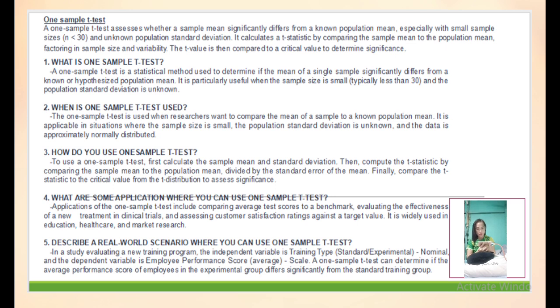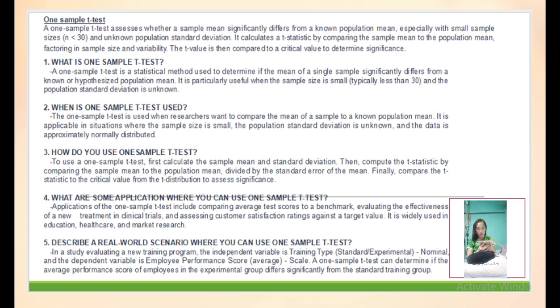Number 3. How do you use one sample t-test? To use a one sample t-test, first calculate the sample mean and the standard deviation, then compute the t-statistic by comparing the sample mean to the population mean, divided by the standard error of the mean. Finally, compare the t-statistic to the critical value from the t-distribution to assess significance.